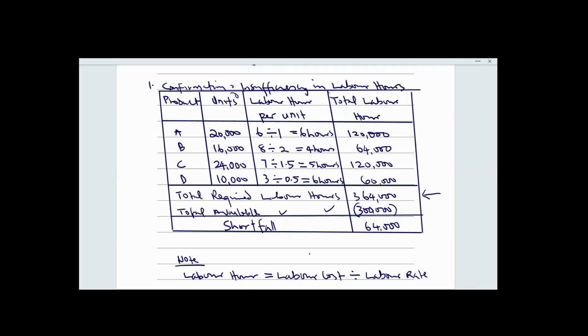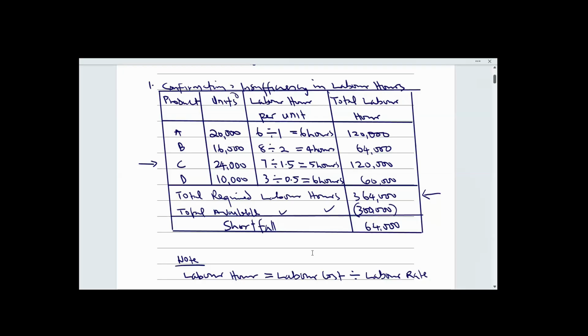Now, you will see that when I was allocating for product C, 7 divided by 1.5 is 4 point something, and I rounded it to 5 hours. If you use what you have in your calculator, it's still the same thing. For simplicity, that's why I rounded it to 5. Okay, move on from here. So this is for step 1.